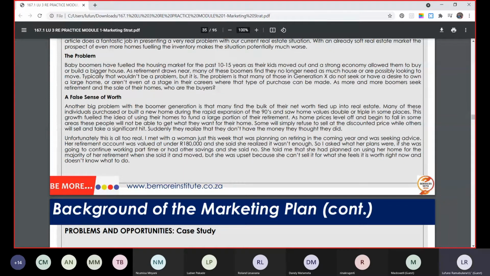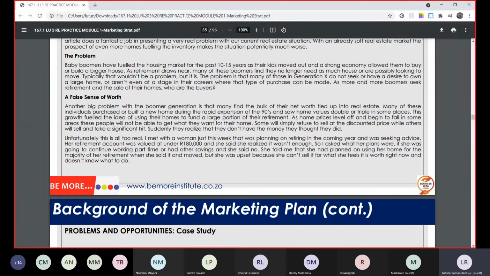For their home, the price they expect will be much higher than what they could actually get in the market. Some will simply refuse to sell at the discounted price, while others will sell and take a significant hit. Suddenly, they realize that they do not have the money they thought they did. Unfortunately, this is all too real.